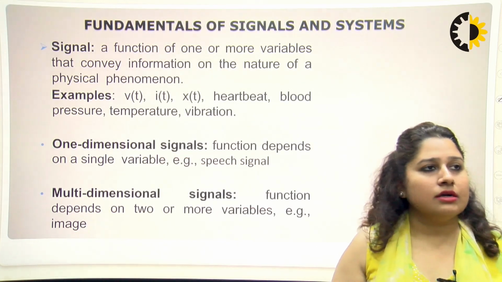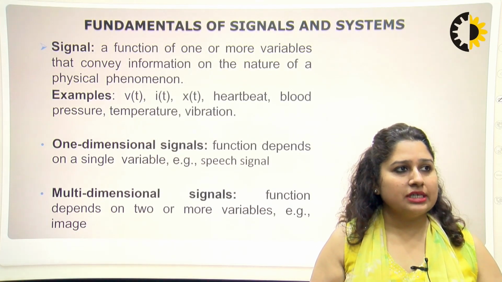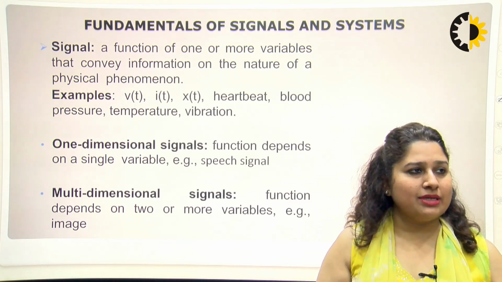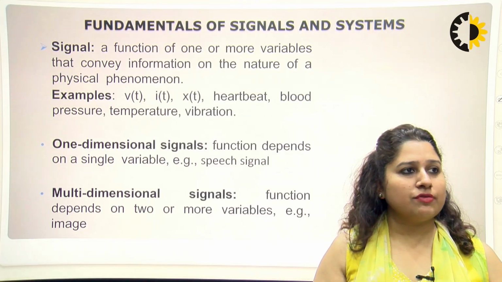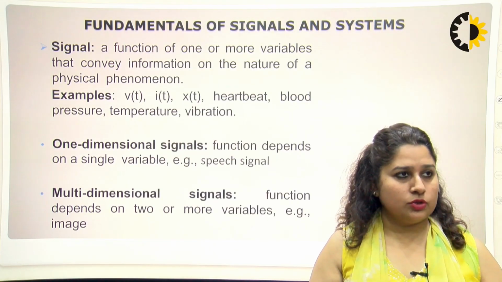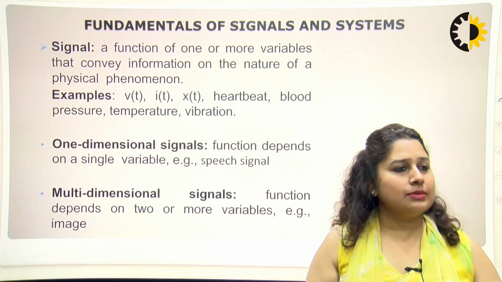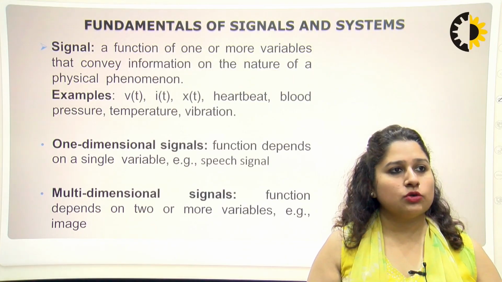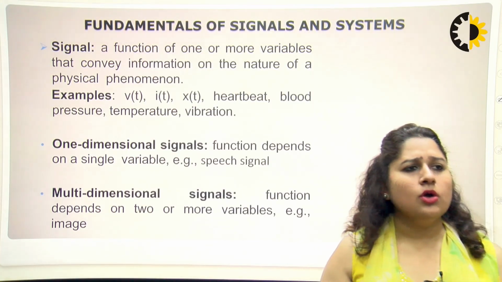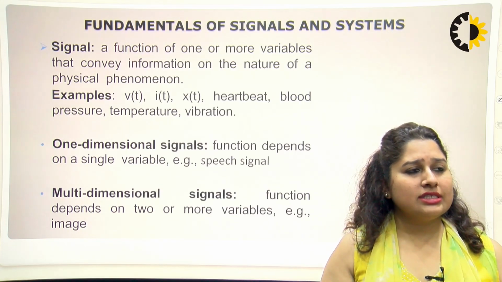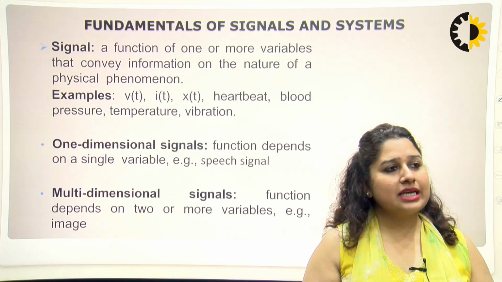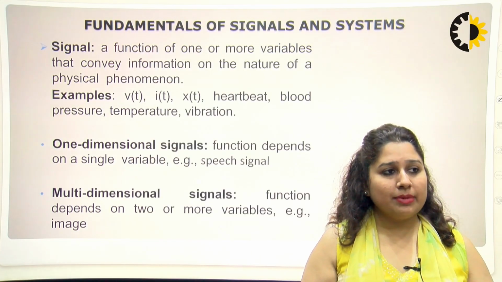So here we are going to see what the fundamentals of signals and systems are. Signals are basically, as I have told you, a function of one or more variables that convey information on the nature of a physical phenomenon. For example, a voltage source, a current source, or a simple signal which can be represented as x of t, heartbeat, blood pressure, temperature, vibrations, etc. You can see that small t is the independent variable. So signals can be represented as a function of one or more independent variables.